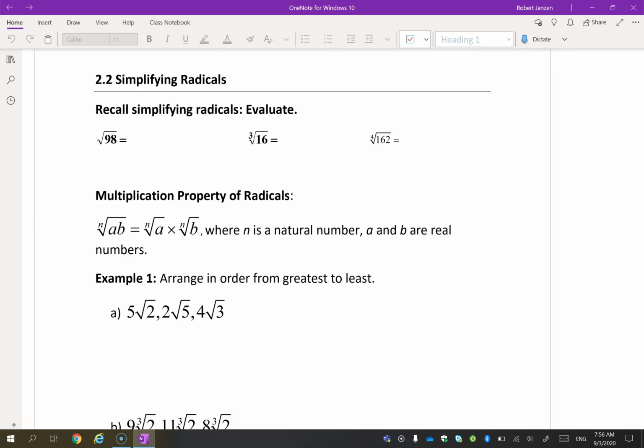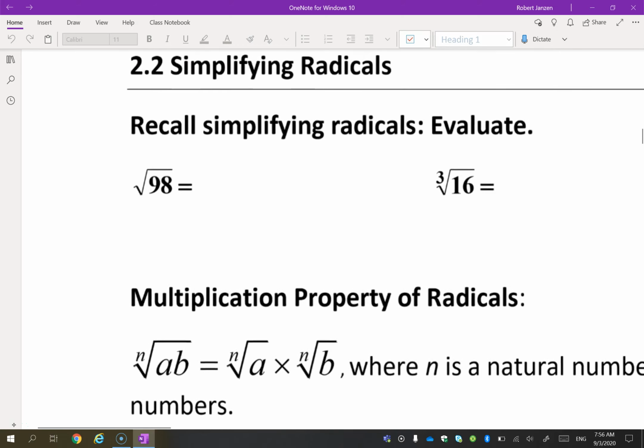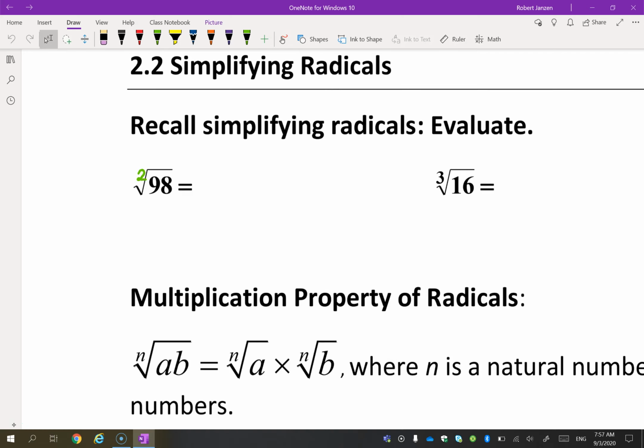This must have been everybody's favorite unit from grade 10, simplifying radicals. I don't know if you remember, this is one of the first things you did in grade 10 in math. How do you simplify radicals? In this first one, because this is the square root, we're looking for a factor of 98 that is a perfect square. So in your head, you're thinking, okay, what are my perfect squares?